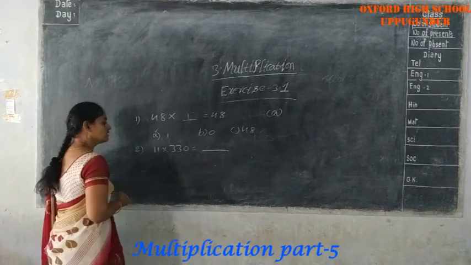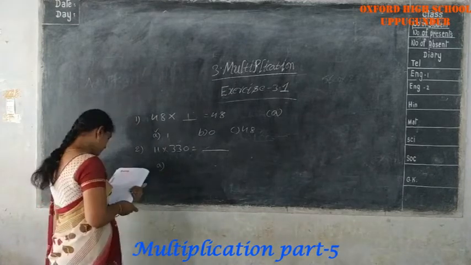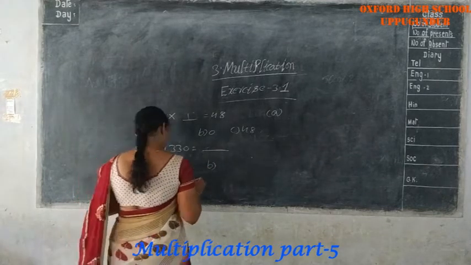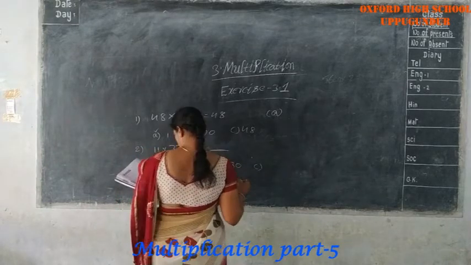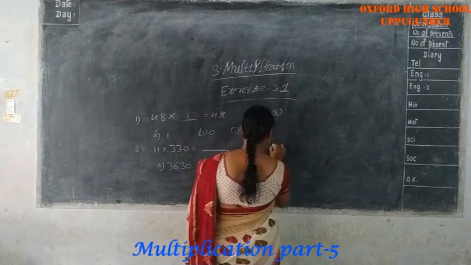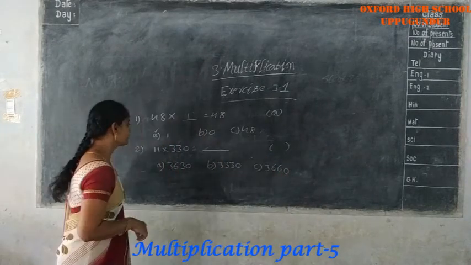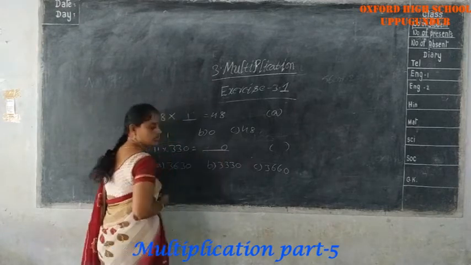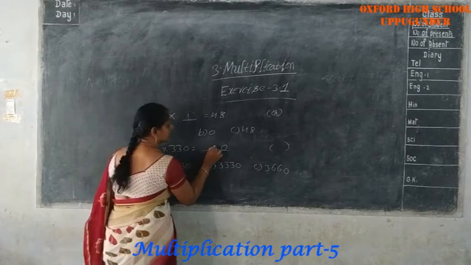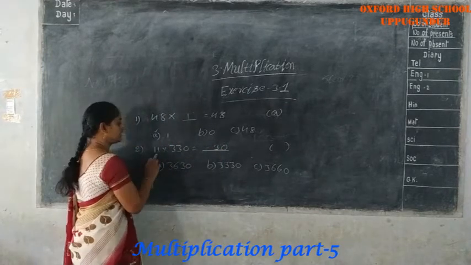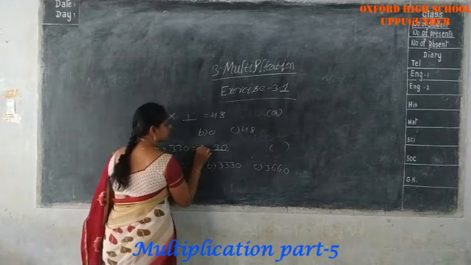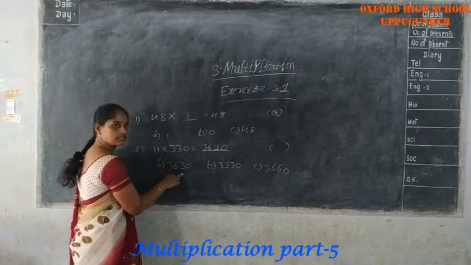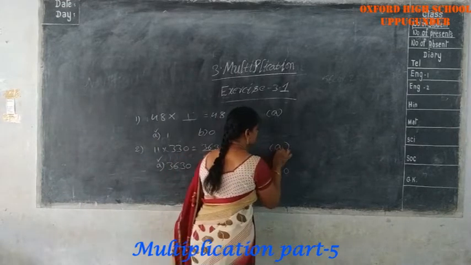11 × 330 equal to. The given options are 3,630, 3,360. Which one is the correct answer? First, 11 × 33, 330. First, how many zeros are there? 1 zero. First, write 1 zero. 11 × 3 = 33. Keep 3 in your mind, write down 3. 11 × 3 is 33. 33 add 3, 36. 3630 is the correct answer. Now the answer is A.